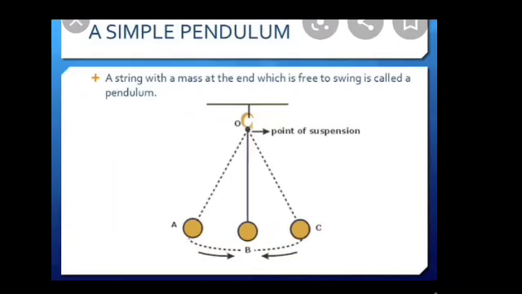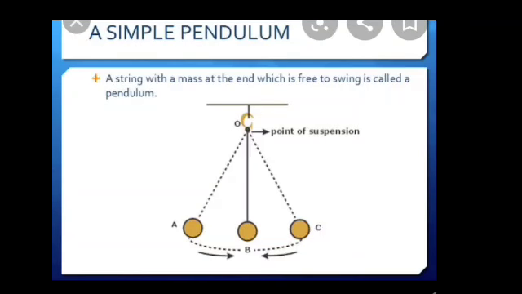And time period: the time taken by the pendulum bob to make one complete oscillation is called time period. And amplitude: as the pendulum oscillates to and fro, the maximum displacement of the bob from its mean position on either side is called the amplitude of the pendulum.